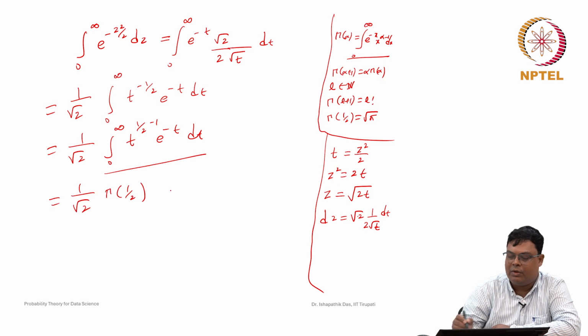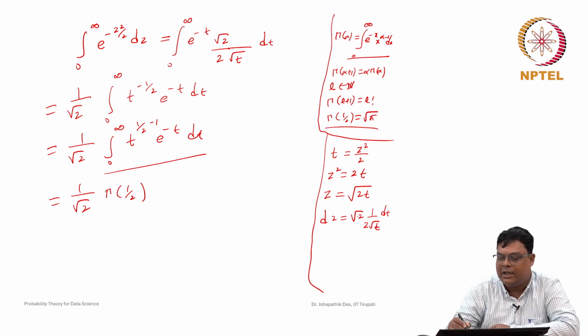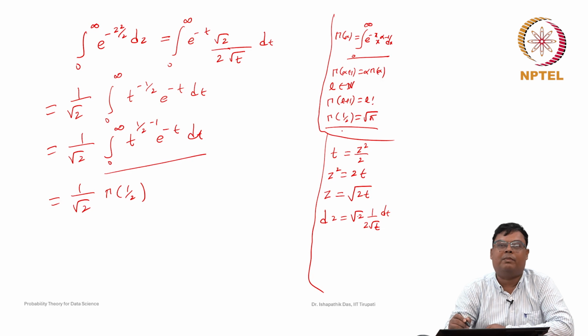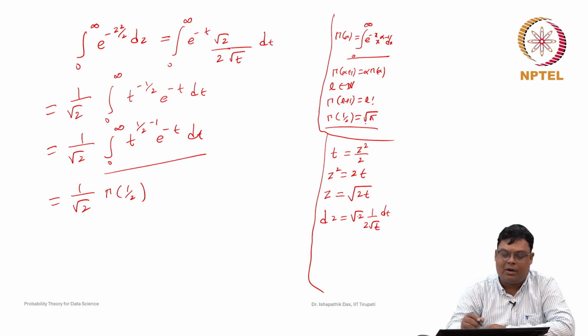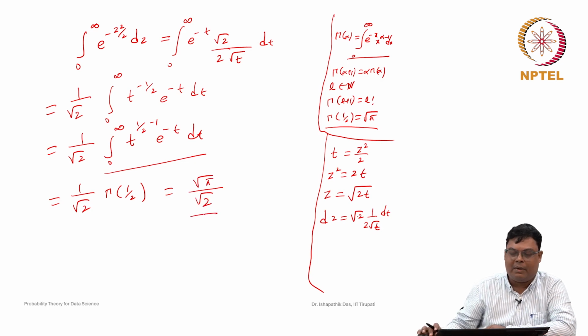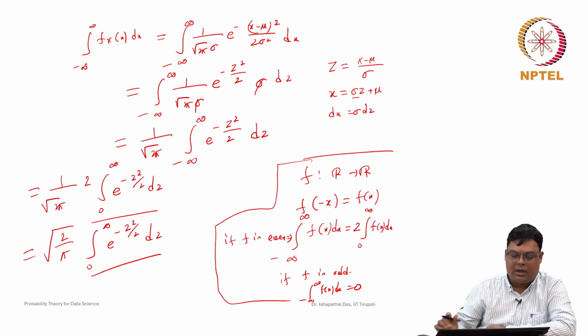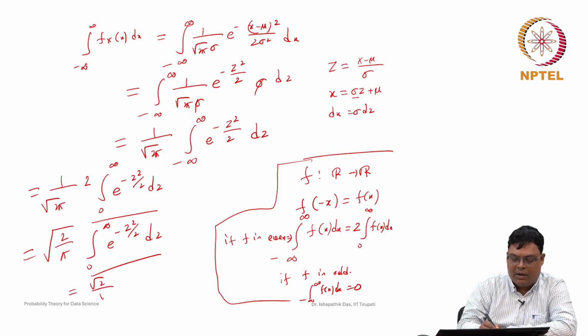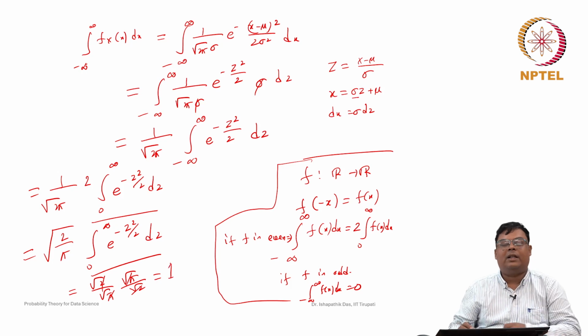Gamma half we already mentioned, we did not prove it, but it is part of the mathematics; you have already learned it in integral calculus. Gamma half equals root pi. So this is root pi by root 2. Now we replace this value here. Here you can see this is root 2 by root pi, and this is root pi by root 2, which is nothing but 1. So that is why this is a probability density function.